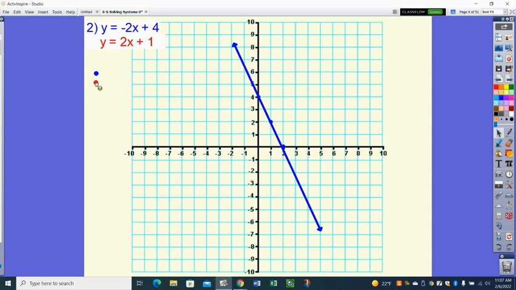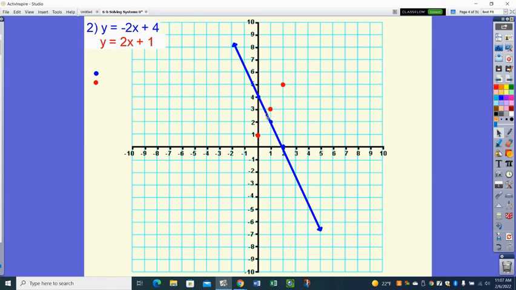I'm going to start at the y-intercept, which is a +1 on the y-axis. I'm going to grab another point and I'm going to use the slope +2 over 1. So I'm going to rise 2 and run 1. And I'm going to do that again, rise 2 and run 1, and I'm going to draw my line in.